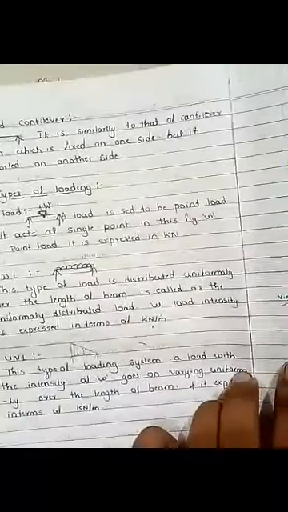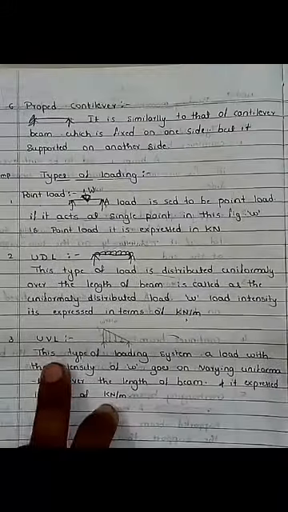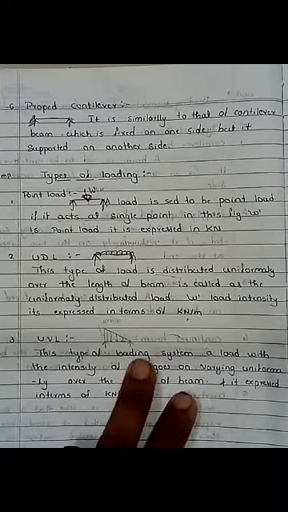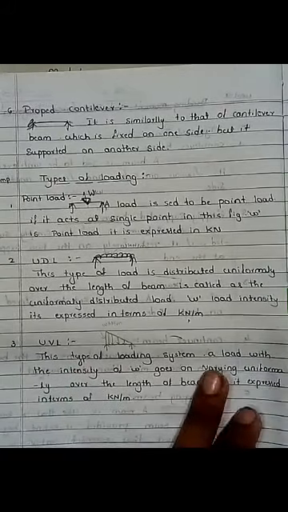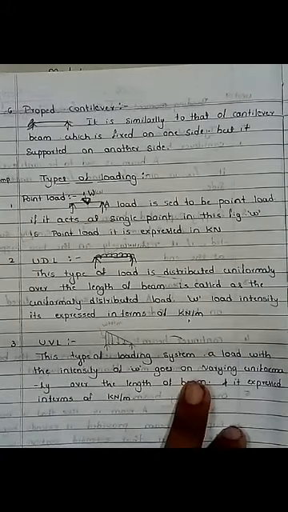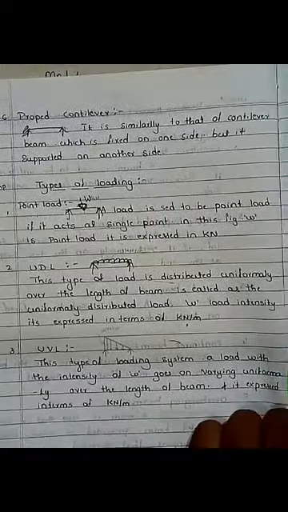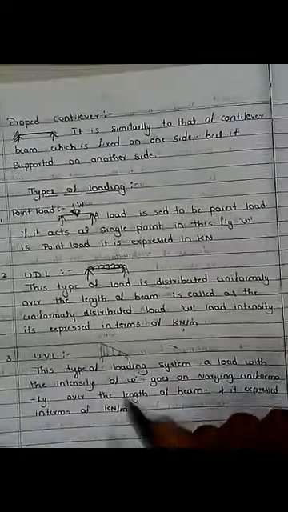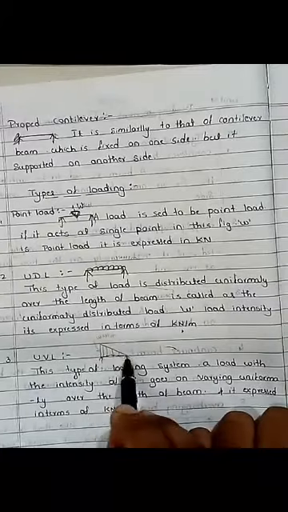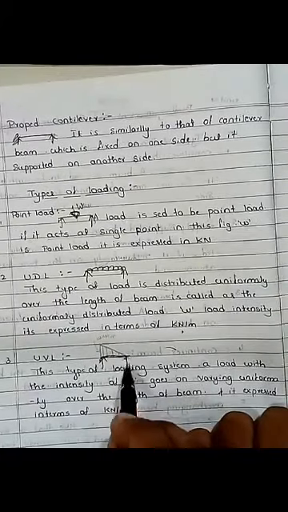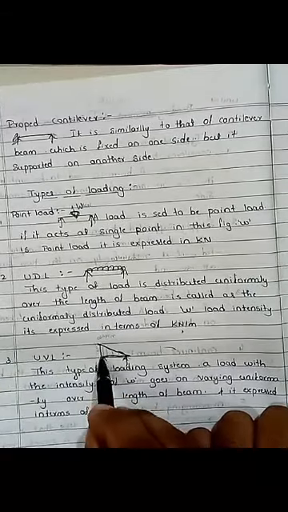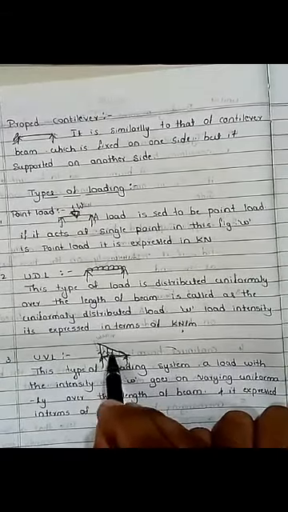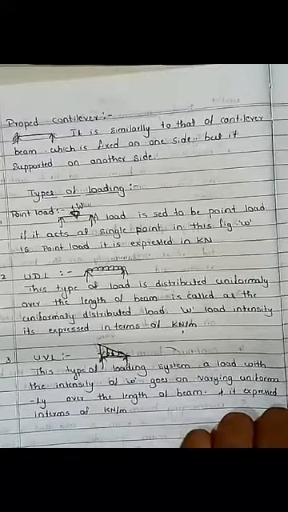Now UVL, uniformly varying load. In this type of loading system, a load with an intensity W goes on varying over the length of the beam. See here, on this beam there is no constant load, it's varying from 0 to some height, shown with arrow marks pointing down. This is also expressed in kilonewton per meter.